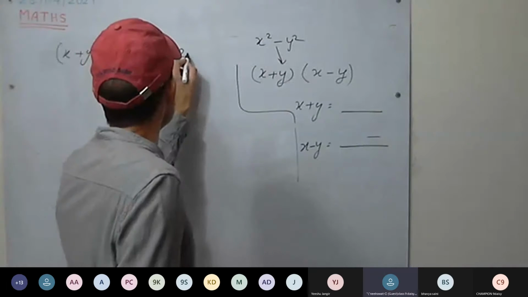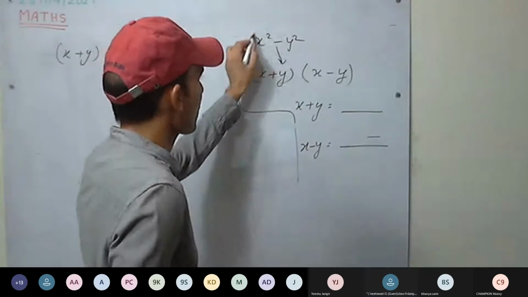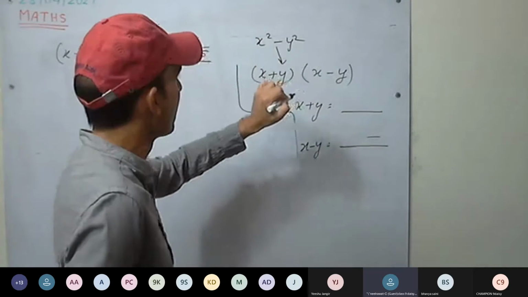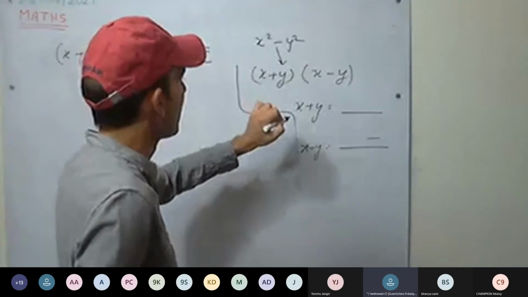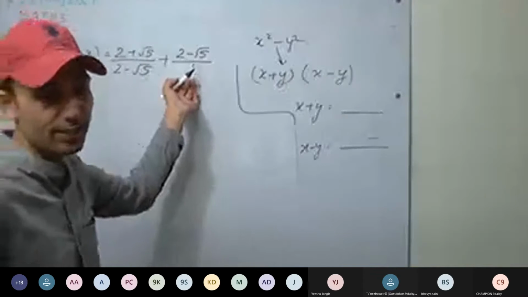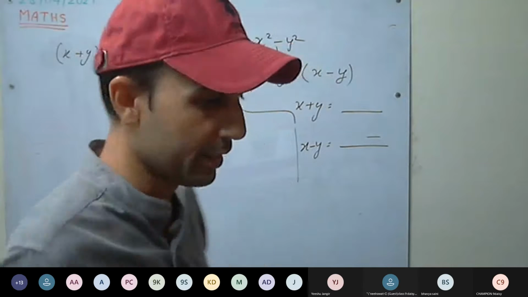Sir, I did it with another method. What other method? I calculated x square, then y square. First I found x and then y. X is already given, y is already given. Then how did you find x and y? They are given in the question.